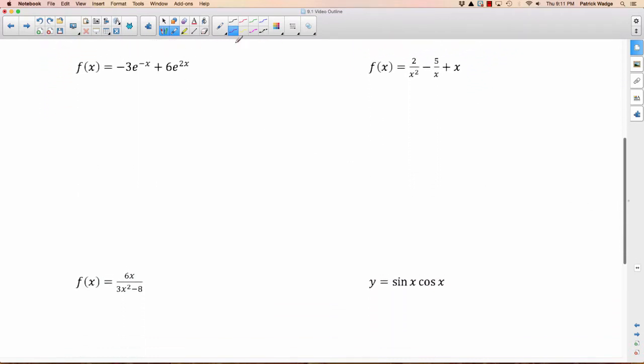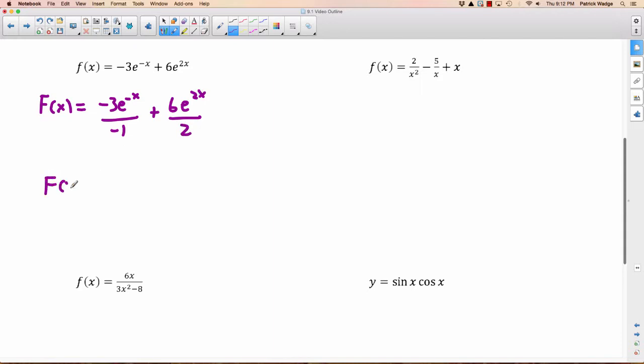Okay, here's one with e's in it. So we want to get the antiderivative, and what we have is negative 3e to the negative x. Remember what our formula was: we keep this e to the negative x exactly the same, but divide by whatever number is right here, which is negative 1. So you have negative 3e to the negative x, but you have to divide by negative 1. And same here, you'd have 6e to the 2x, but you have to divide by the number in front of the x, the 2.